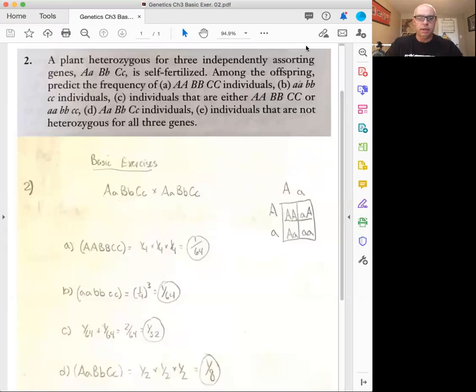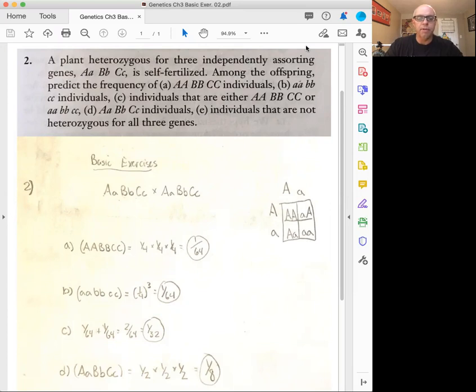Hi, students. This is a problem from the basic exercises, problem two. I typically don't do these problems because, as you can see in the back of the book, they help you out with these problems. So these are good problems to do. But this one illustrates a few things, so I just thought I would do it. So let's just jump in.